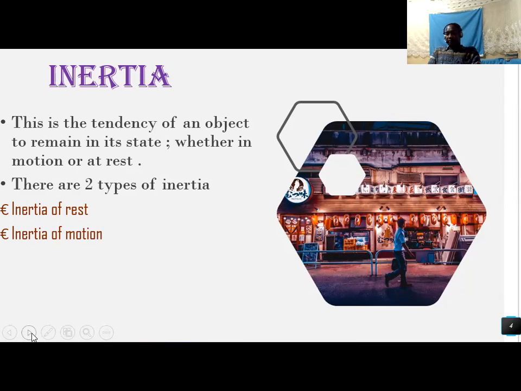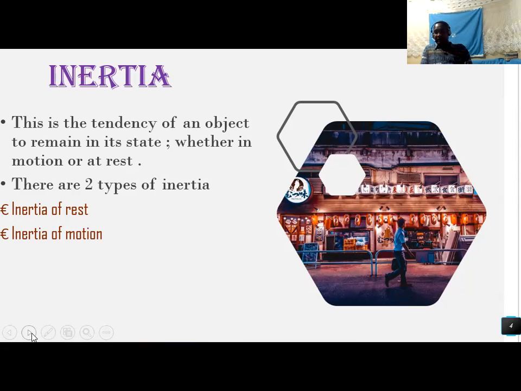Let us move to inertia of motion. These are objects that are moving but continue moving even when motion is stopped. Inertia of motion can be witnessed when a speeding car stops abruptly. The passengers lean forward and then backward. To counter this, passengers are usually advised to fasten their seat belts while traveling.